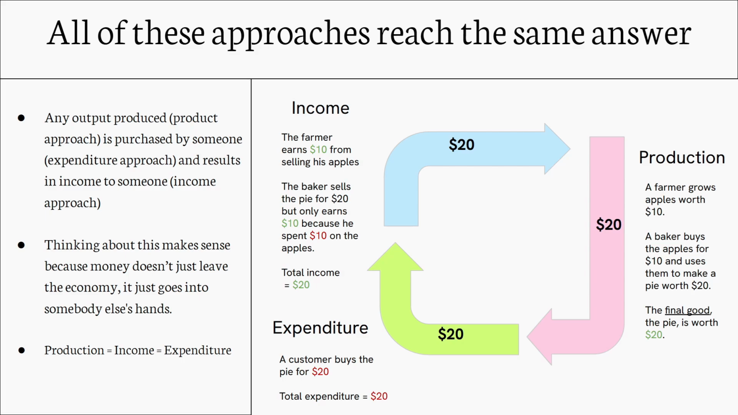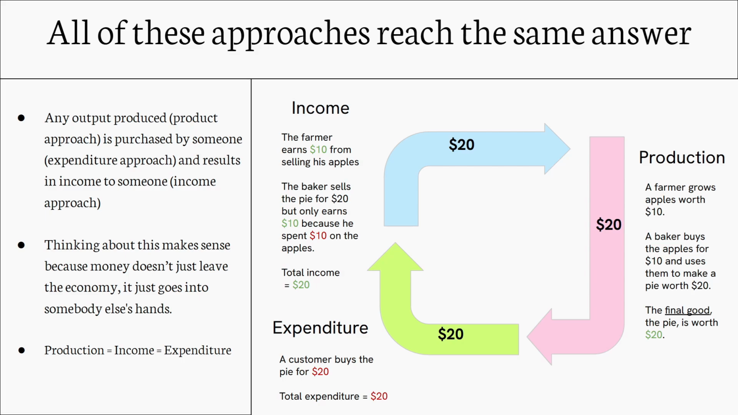So somebody producing something equals somebody earning money and then somebody spending money. And so the example that we have is this farmer who is growing apples, which he is then selling to turn into apple pie. And so we start with the farmer growing his apples, which he's selling for $10. And a baker buys these apples and uses them to make a pie worth $20. And so the final good, the pie, is worth $20.